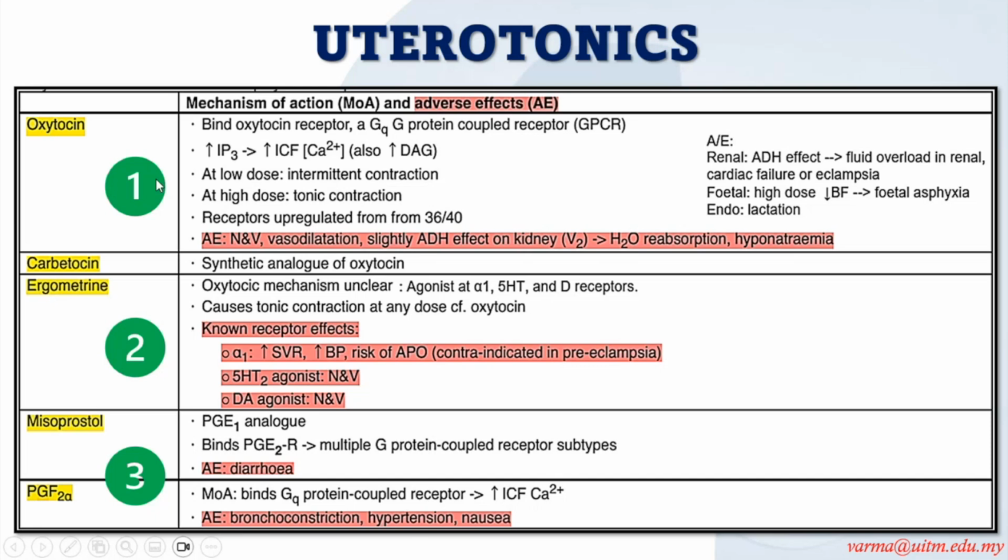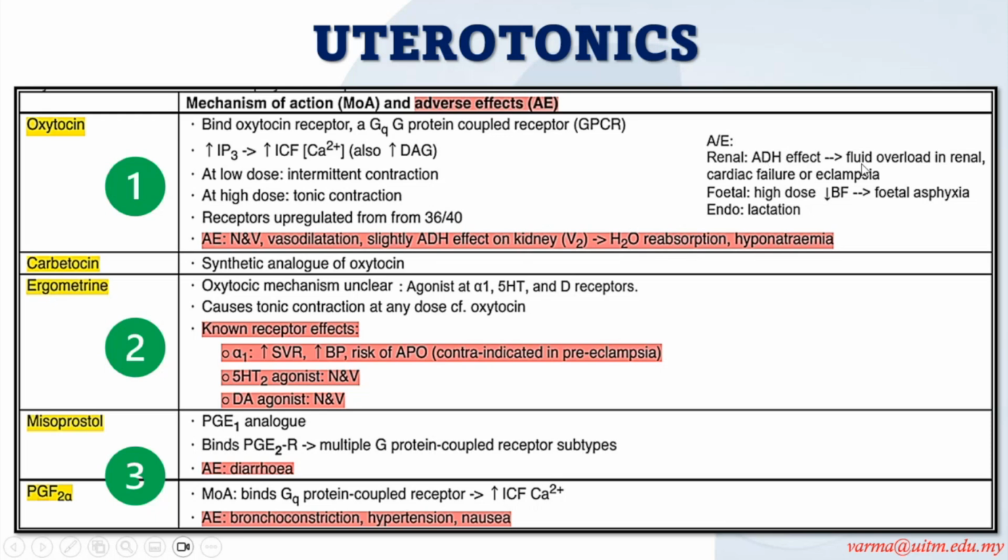Oxytocin at high dose can cause hyperstimulation syndrome, which can cause fetal asphyxia. So you have to understand that as well. Adverse effect, it can cause nausea and vomiting by causing contraction and increasing the blood pressure. It sometimes can cause vasodilation, causing hypotension as well. It has a slight ADH effect. Same goes to, oxytocin is an ADH analog. So it can cause an effect on kidney, causing fluid overload because it causes water reabsorption and hyponatremia. It can mimic the action of antidiuretic hormone, which can cause water reabsorption and hyponatremia.